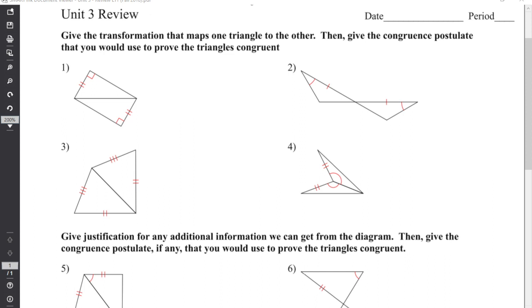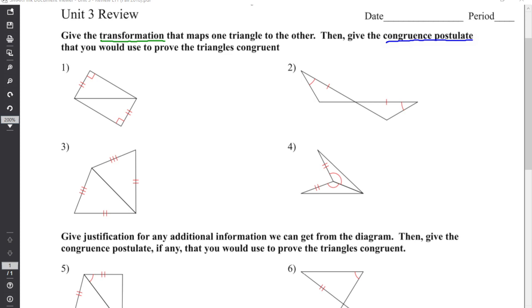First off, it says, give the transformation that maps one triangle to the other. Then give the congruence postulate. Remember, those are our different methods: side, side, side; side, angle, side; and so on. All right, so we're being asked for two things on this. So the first thing you're being asked is for the transformation. So let's look at number 3 as an example here.